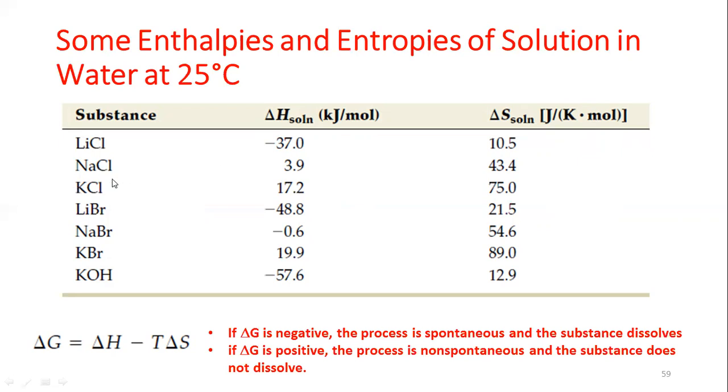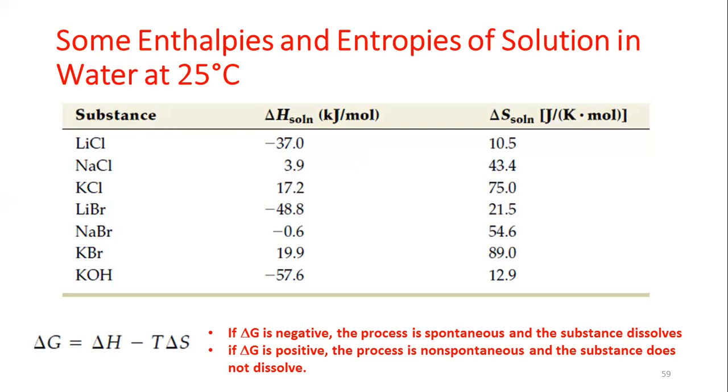But sodium chloride is also dissolved. When it is dissolved, it requires a change in enthalpy, and the value is 3.9 kilojoules per mole. And of course, in this case, entropy also increases. Like I have explained before, the change in entropy increases all the time because the randomness increases, but the change in enthalpy may be negative and may be positive.